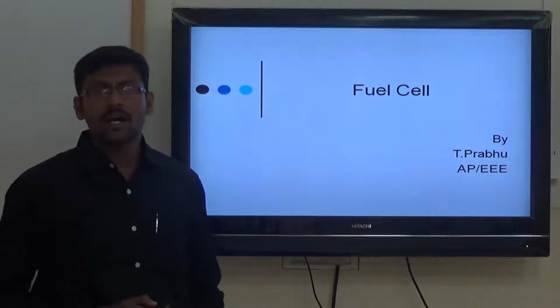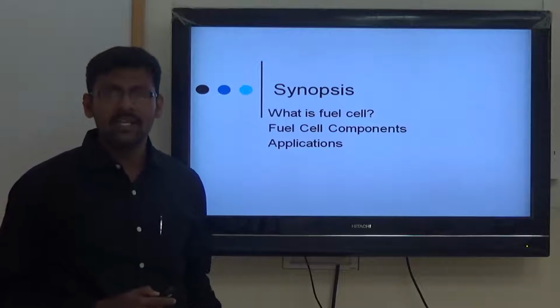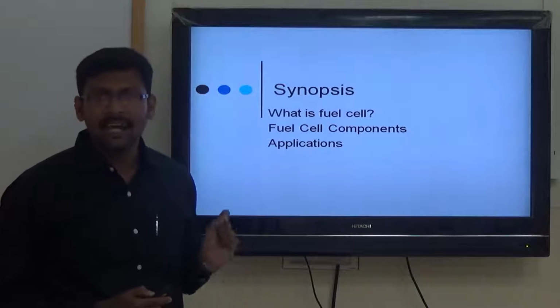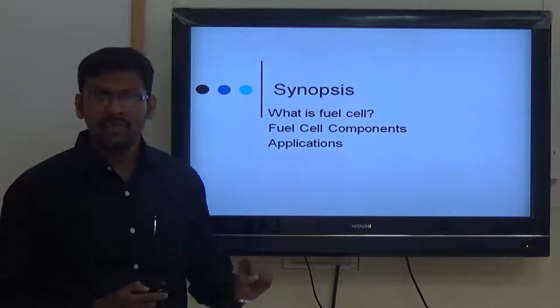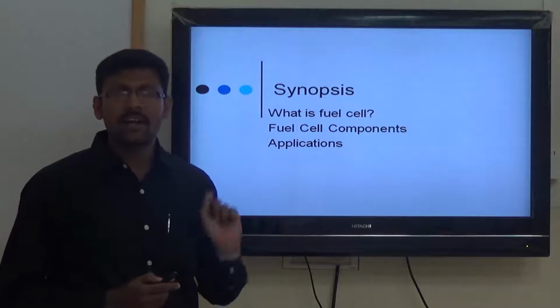Today we are going to discuss fuel cells. A fuel cell is an electrochemical device which generates DC electricity based on an electrochemical reaction. Here the electrochemical reaction is basically oxidation and reduction.